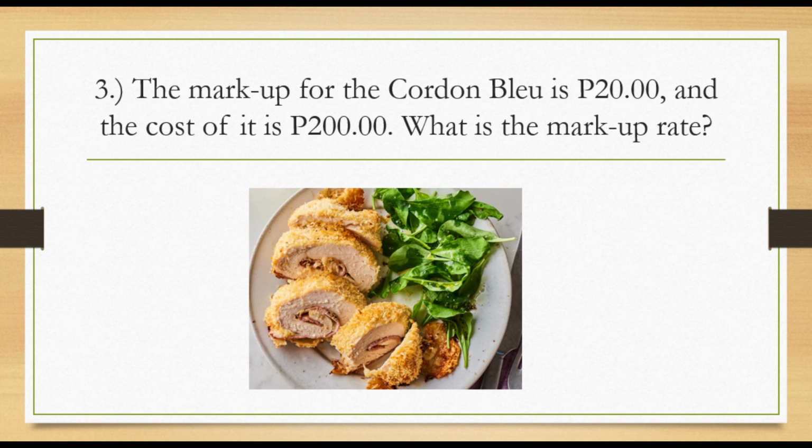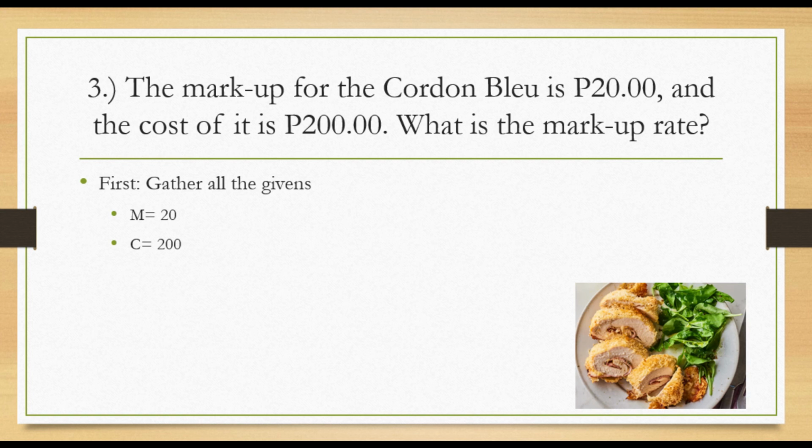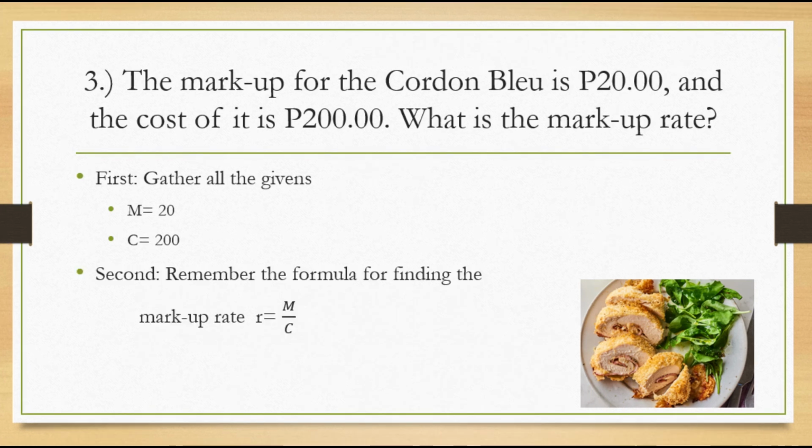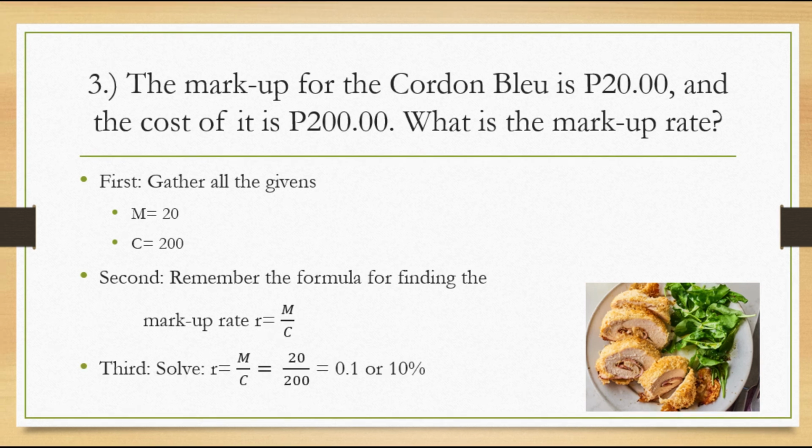Alright, last example na tayo. The markup for the Cordon Bleu is 20 pesos and the cost of it is 200 pesos. So, as usual, gather all the givens. We have the markup is 20 pesos and the cost is 200. Second, we need to remember the formula for finding the markup rate. So, the formula for finding the markup rate is markup over cost. So, that will be 20 over 200, which is equal to 0.1.